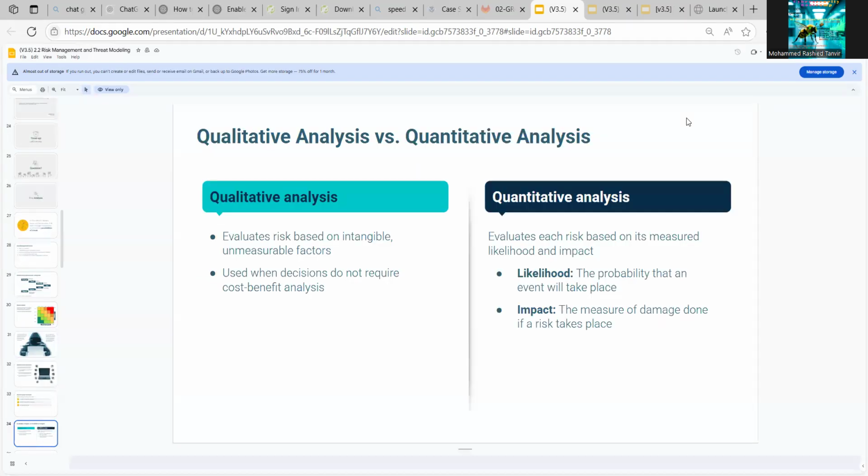So now we discuss number one. What is qualitative analysis? Qualitative risk analysis is the process of prioritizing risks based on intangible factors. Then quantitative risk analysis is the process of evaluating each risk based on its measured likelihood and impact. What is likelihood? Likelihood is the probability that the event will occur, and impact is a measure of how bad it would be.